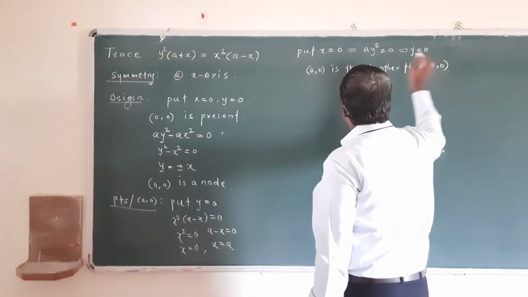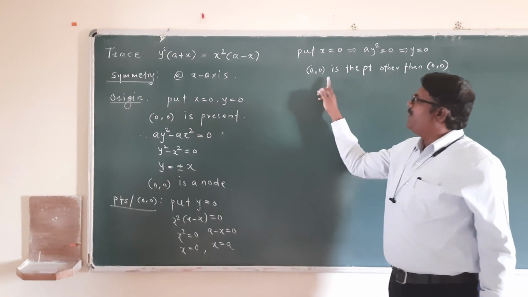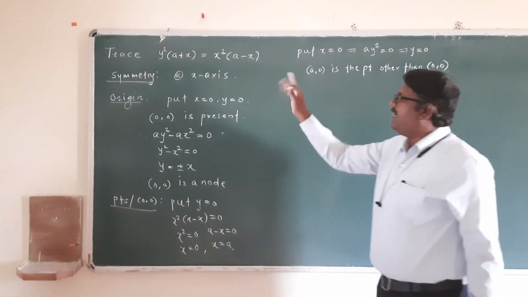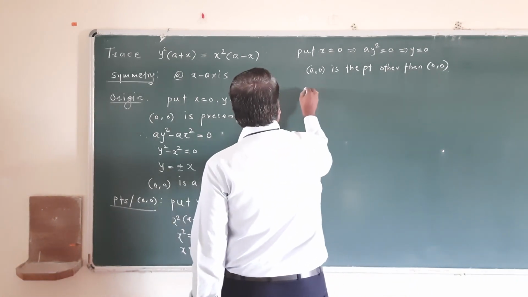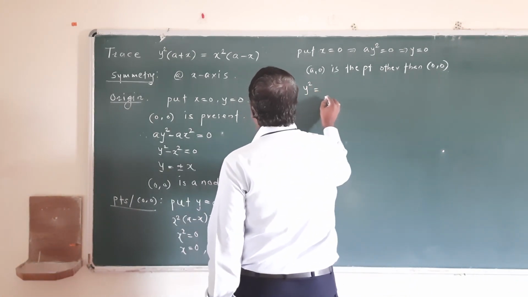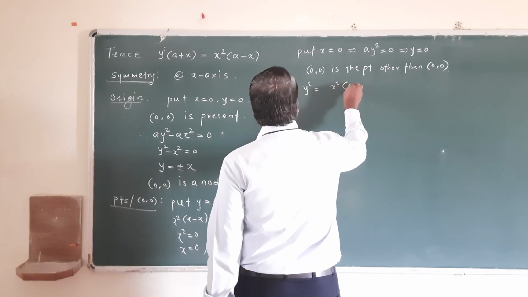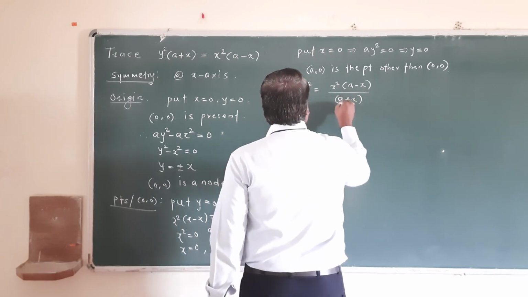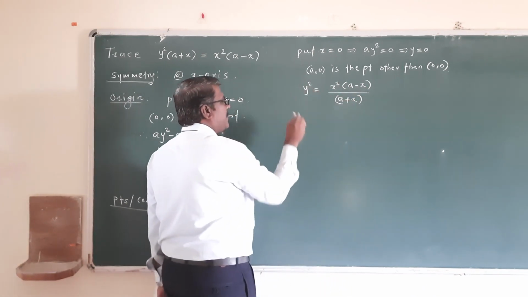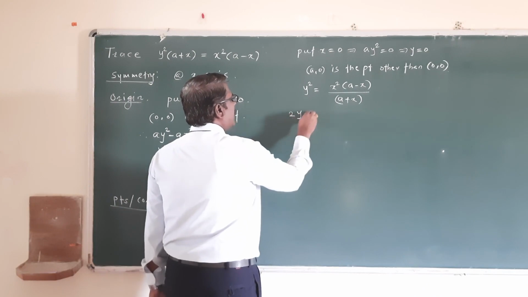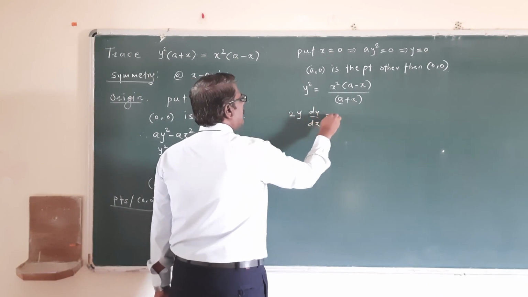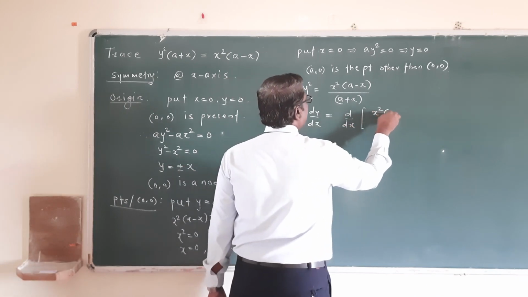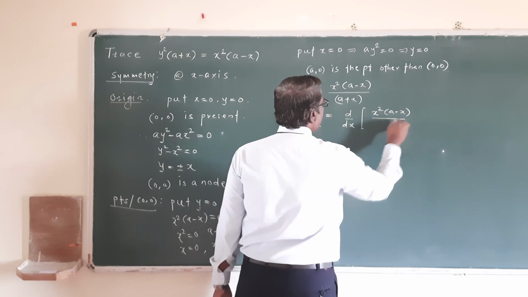Now to calculate tangent at a comma 0, what we will do? We will use the method of calculation of derivative. Now I will write your equation, that is y square is equal to x square into bracket a minus x divided by a plus x. Now if I differentiate this equation with respect to x, what I will get? 2y dy by dx is equal to d by dx of this bracket, it is x square into a minus x divided by a plus x.